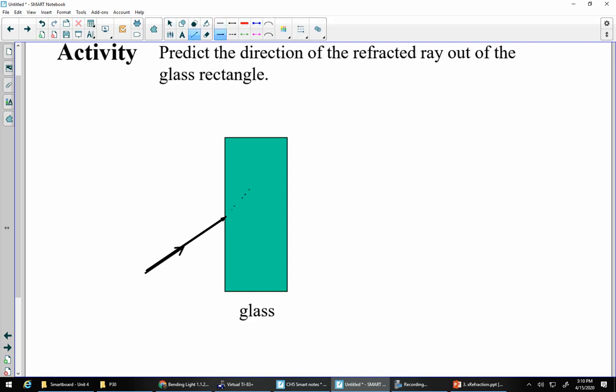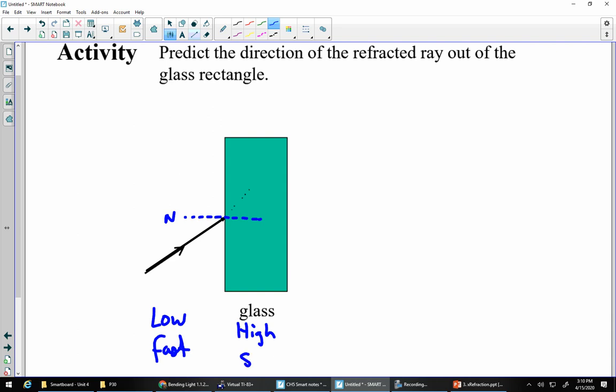Let's get another one here. I'm going to draw a normal line. I'm just going to draw this in blue, and it's going to be freehand, so it might not be perfect. So there's my normal line. And I know if it's going from air into glass, it's going from low optical density to high, or from fast to slow. So I know that it's going to bend towards the normal line.